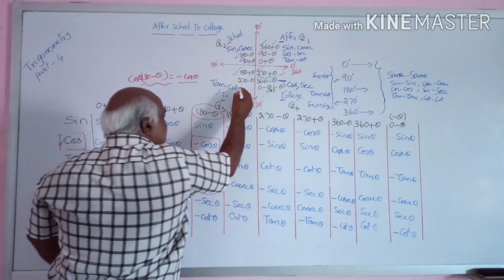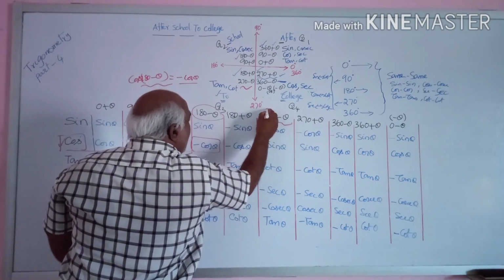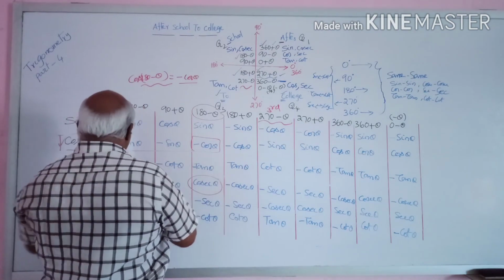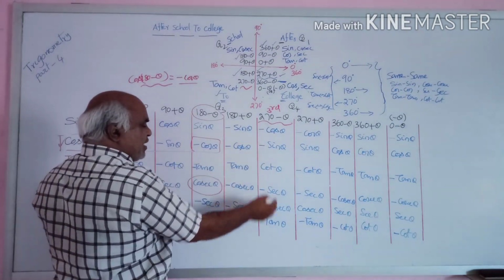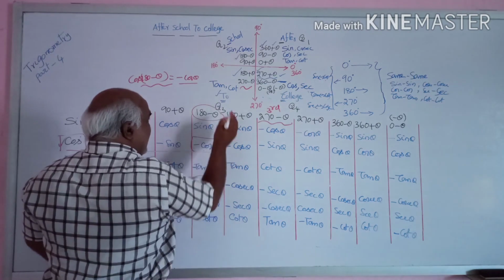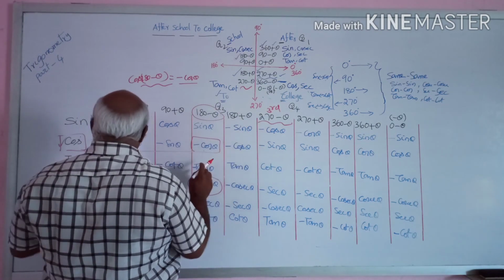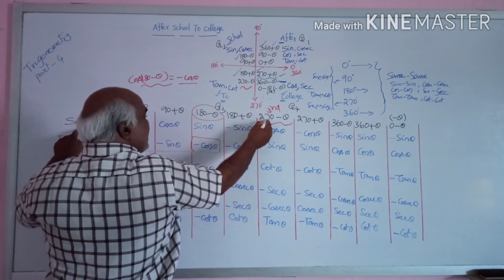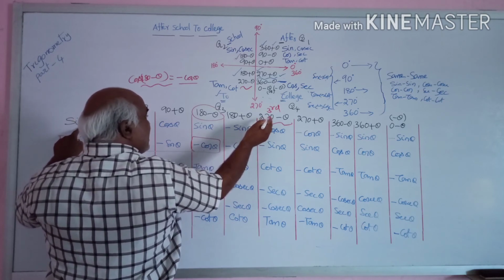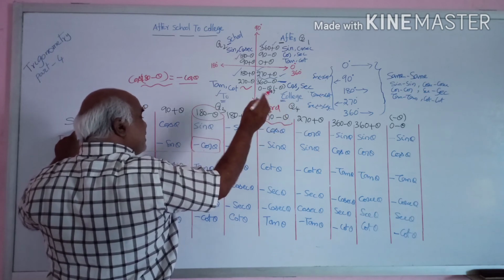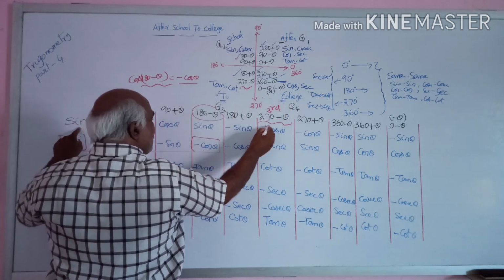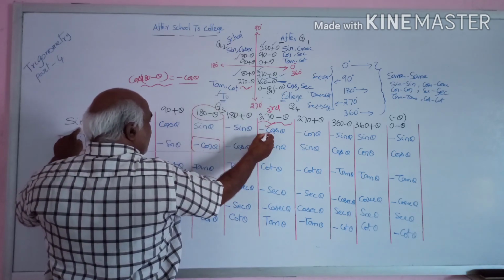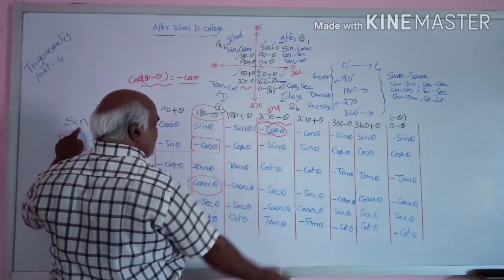Similarly, 270 minus theta. 270 minus theta is in the third quadrant. In the third quadrant, only tan and cot are positive. The remaining are negative. Therefore, you can take sin of 270 minus theta. For 270 the arrow is to the left. Left means for sin, you can write cos. Therefore, sin of 270 minus theta is minus cos theta.